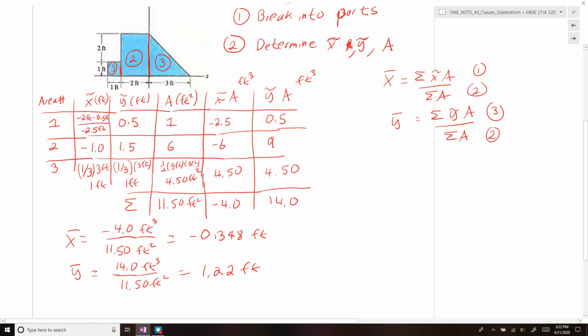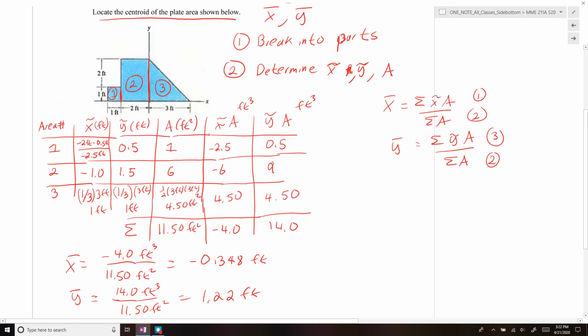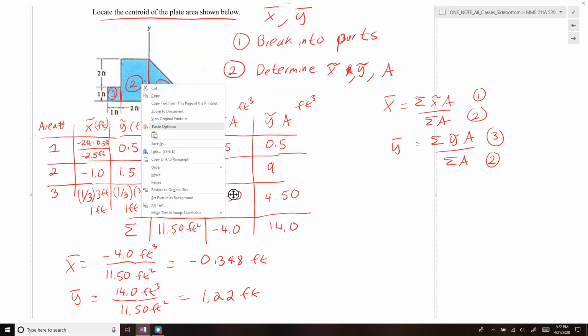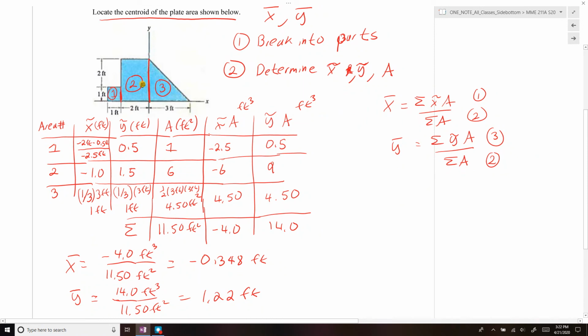Alright, so if we look at this on our original picture, our centroid would be right around this point here. Eyeballing it, and looking at our information, looking at our area, that's definitely a believable centroid. So I would say that our calculations were pretty close, are correct.